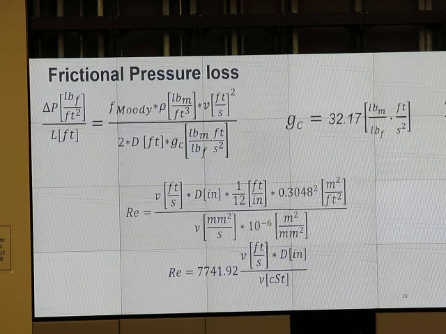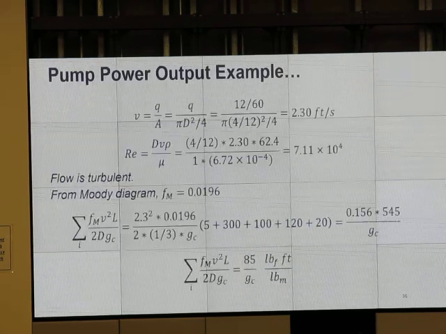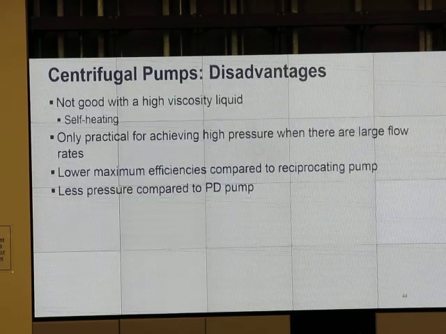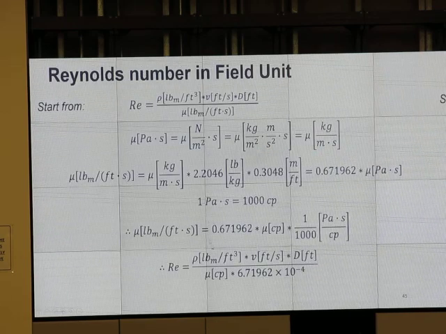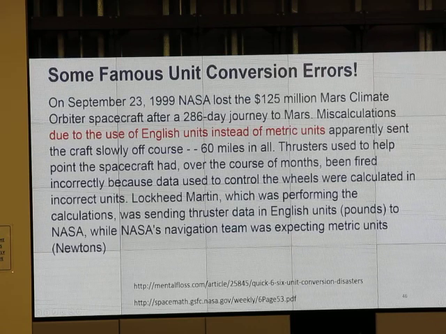Reynolds number 7741, you can get it, right? I think there's another one, 6 point something, where is this? 6.71962 times 10 to the power minus 4. Can you get this value? You know how to do it? Yes? Okay. I'll check on you later.